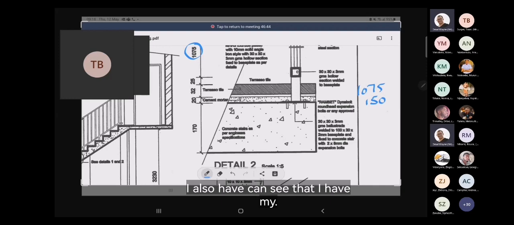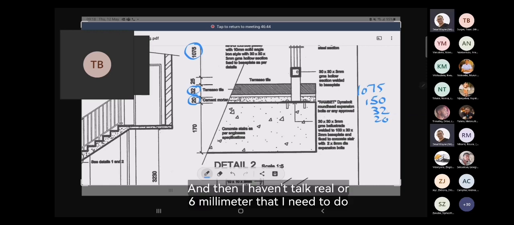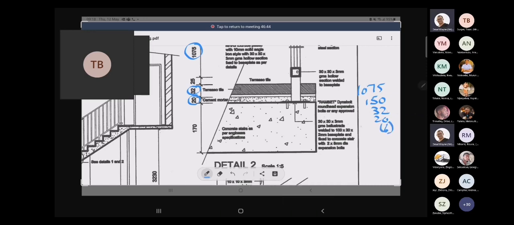I can also see here that I have my terrazzo tile of 32 millimeter. I have my screed of 20 millimeter. And then I have a top rail of 6 millimeter that I need to deduct. My top rail of 6 millimeter. And I also have a base plate of 2 millimeter that I have to deduct.